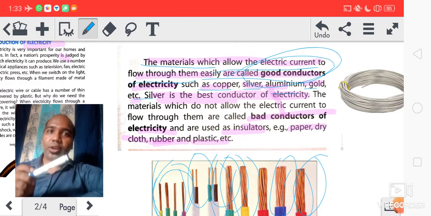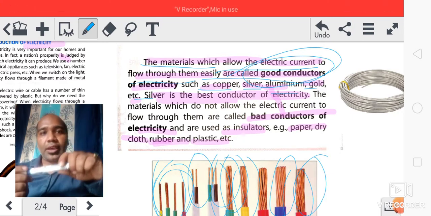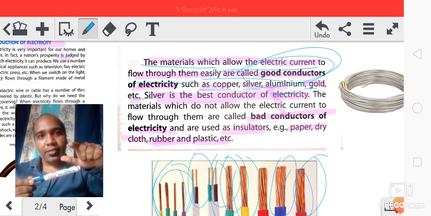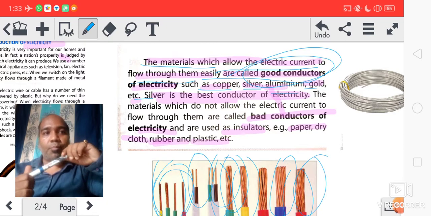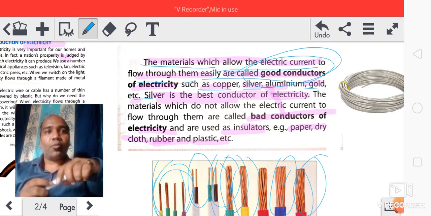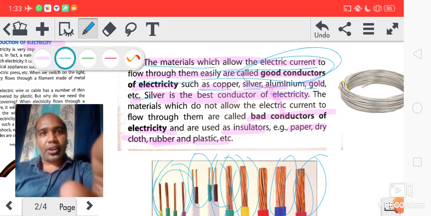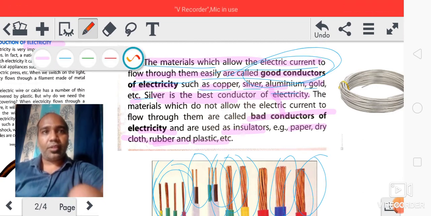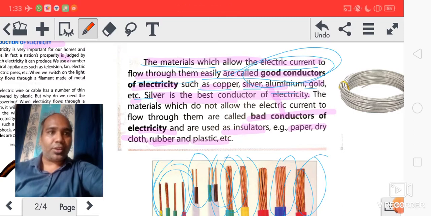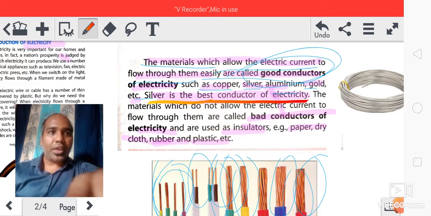Then copper is also a good conductor of electricity. That's why at home the electric wires are made up of what? Copper. Isn't it? Then silver is the best conductor of electricity. You can see here, silver is the best conductor of electricity.